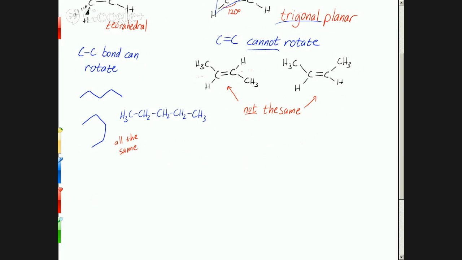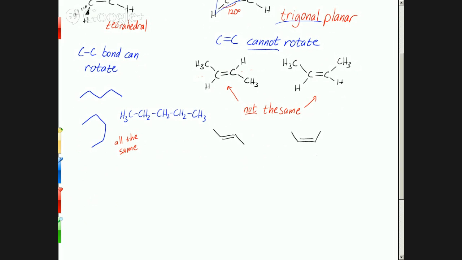Let's look at them in line structures here. So the line structure of this would look like this, and this one would look like this. Now, if it weren't for those double bonds, those two would be the same, because they'd be 4 carbons in a row. But because the double bond locks that rotation in place, those become different molecules.